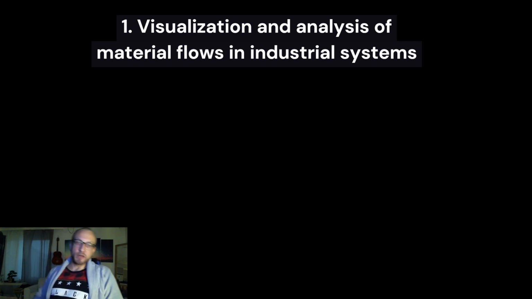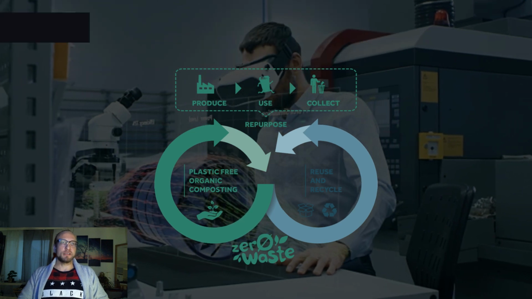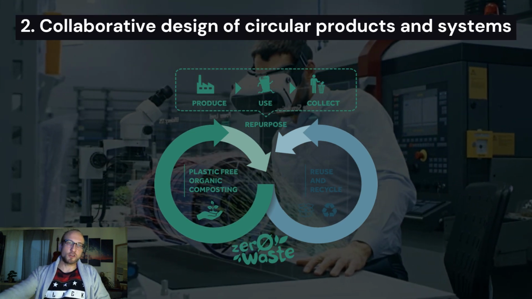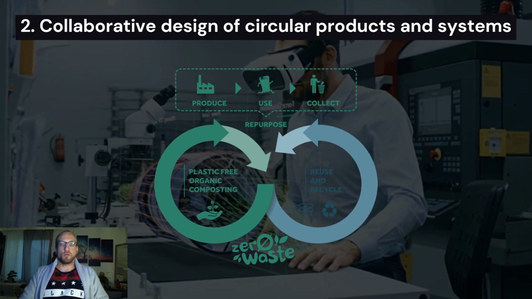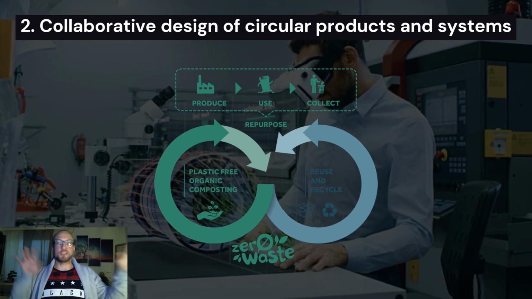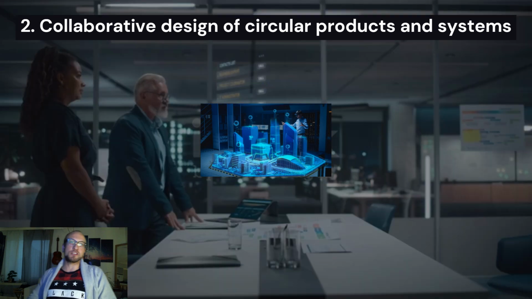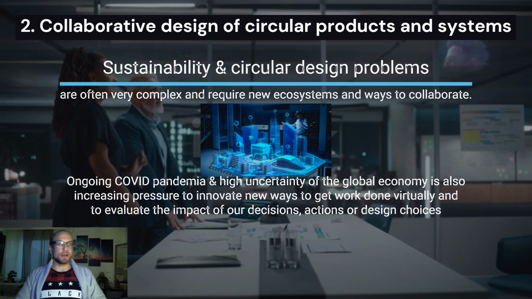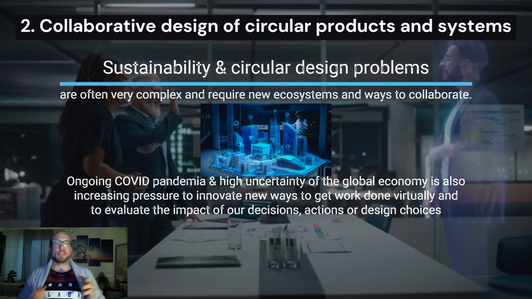And in Unilever's case, it really helped them to achieve their sustainability goals. And second one on the list is collaborative design of circular products and systems. So we can also use 3D technologies to enable, let's say, distributed teams in multiple locations so they can collaborate on designing circular products and systems.